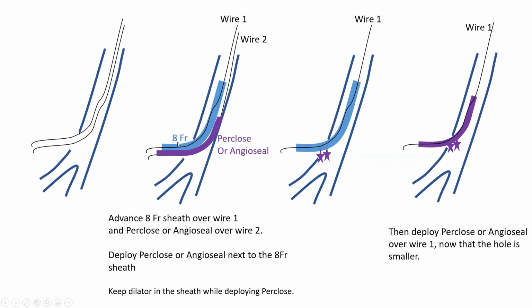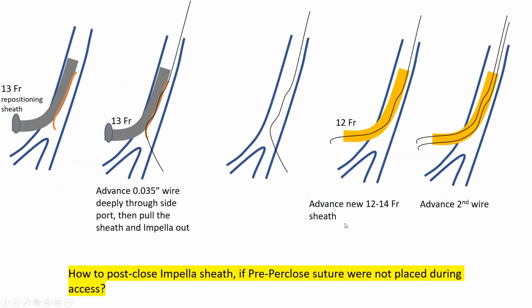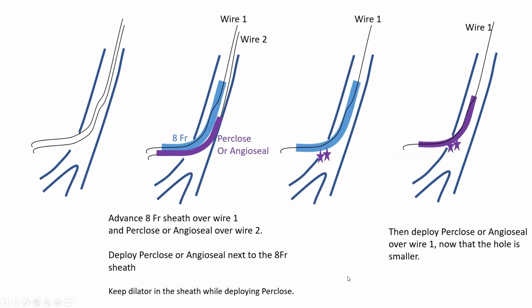And keep in mind that if you're deploying Perclose specifically over wire 2 while the sheath is over wire 1, make sure you put a dilator in that sheath, because the Perclose may puncture that sheath accidentally and injure it and break it. So you put a dilator in it to prevent that. So this has a significant risk of failure, and that's why we have another access, radial or femoral, to help control bleeding complications if we don't achieve proper closure.